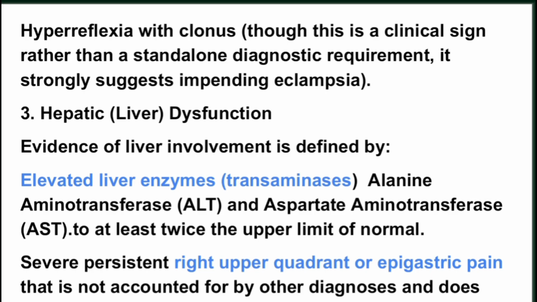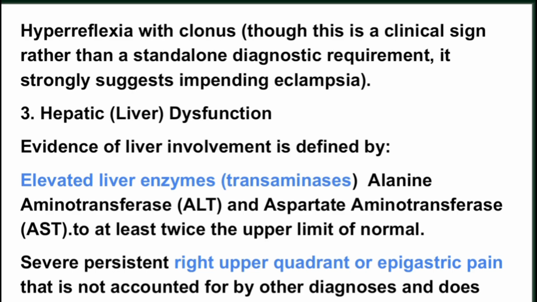So the other thing that the woman comes in with is hepatic liver dysfunction. So there's evidence of liver involvement that is defined by elevated liver enzymes such as the transaminases. So there's going to be raised alanine aminotransferase and aspartate aminotransferase at least twice the upper limit of the normal.